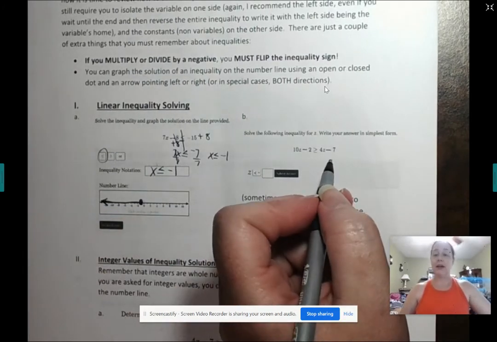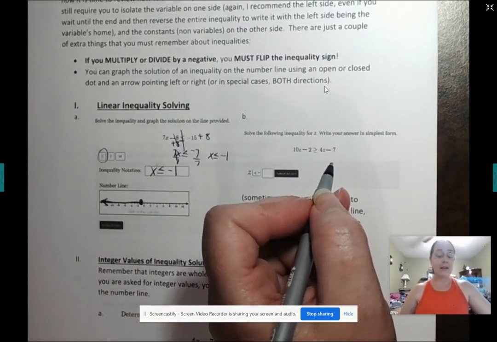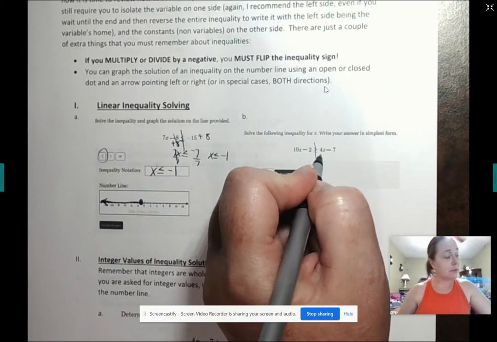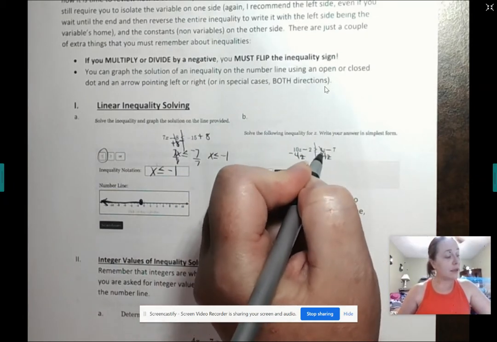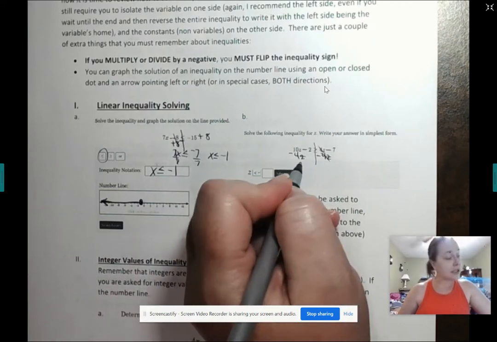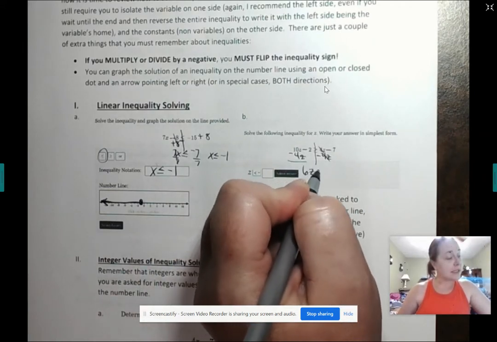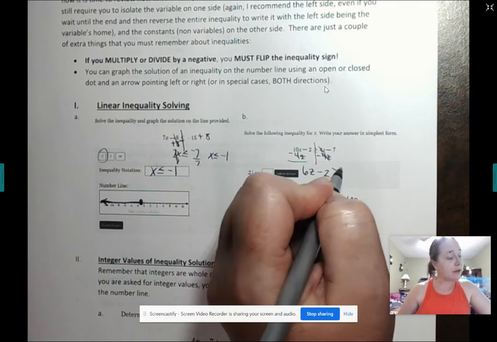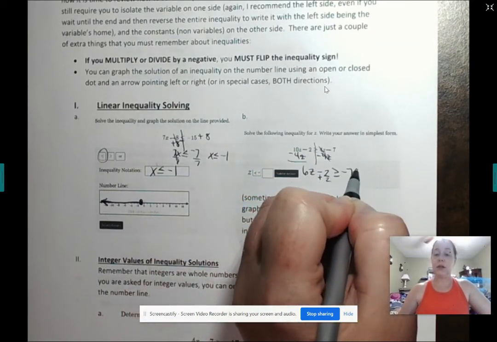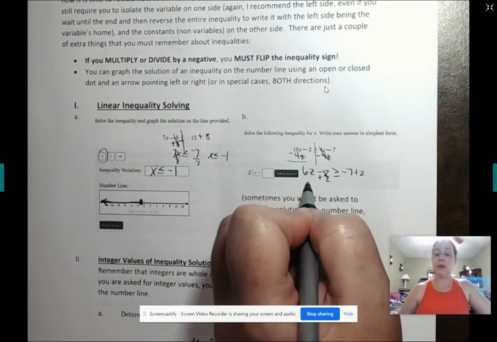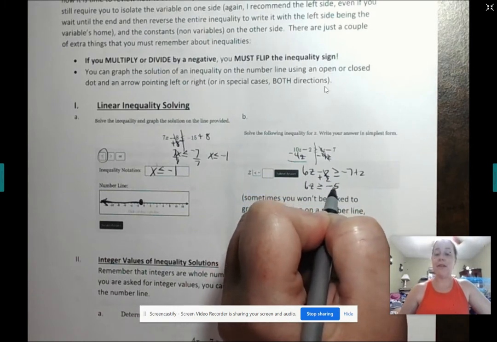All right, here's a slightly harder one. We have a variable on both sides. So again, we will just move the variables to be together. I'm going to move 4z over to 10z with subtraction. That leaves me with 6z minus 2 is greater than or equal to negative 7. I'm going to add 2 to both sides, which gives me 6z is greater than or equal to negative 5, and I'm going to divide by 6.